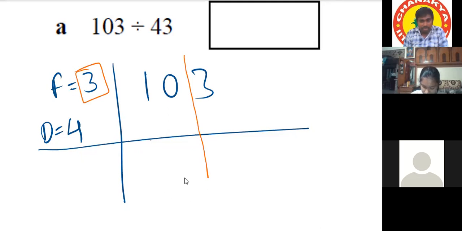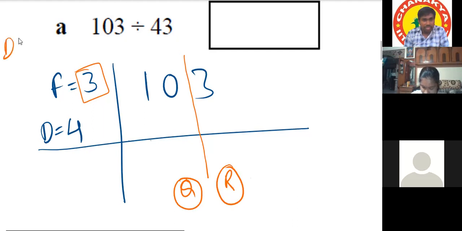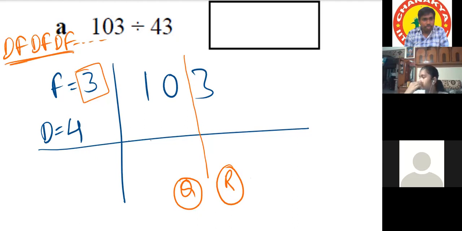Left of this line represents the quotient, and right of this line represents the remainder. Okay, we'll start. Every time we have to do it first with the divisor, later with the flag, again with the divisor, later with the flag. This is the cycle. So first we'll do with the divisor.